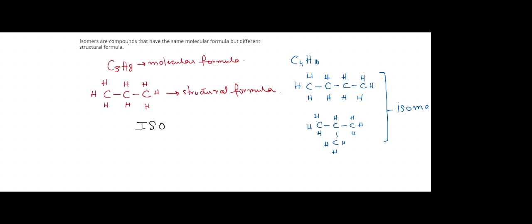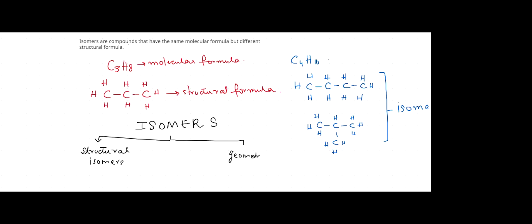Isomers can be classified into 2 categories. One category is known as structural isomers. This is the one that you are studying with me right now. Then there's another type known as geometric isomers. You will not be studying geometric isomers this year; you will study them next year in your A-levels. This year we'll be studying structural isomers.